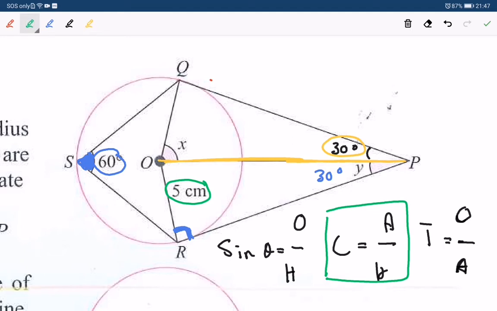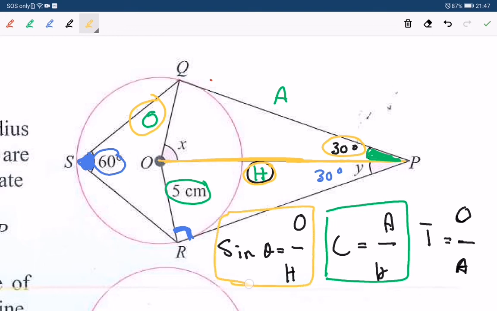First, identify which one is the adjacent, which one is the opposite. 30 is here. Okay, so where is the opposite? Opposite is here. Adjacent is here. Hypotenuse is here. So in this question we want to find the hypotenuse. OP is the hypotenuse. Next, okay, so let's identify. We have the O. We want to find H. Which one has O and H? Okay, sin. So that means we can use sin.